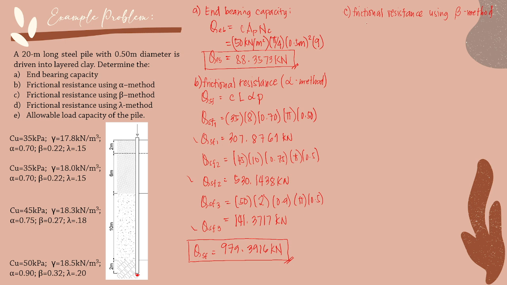So, next naman na pinapahanap sa atin is the frictional resistance using beta method. So, looking back, ang formula natin ng frictional resistance using beta method is equal to beta times the length of pile times sigma prime sub m times p. So, yung beta, given naman siya, yung length ng pile, meron din tayo. Ang mahaba-haba lang na kukunin natin is the effective stress at kada mid-height ng mga clay layer. And then yung P, same lang siya. Pi times the diameter. So, what are we going to do para mas madali? And gagamitin rin naman natin siya mamaya sa pagkuha ng frictional resistance using lambda method. Kunin na natin yung mga effective stress at mid-height nung kada clay layer.